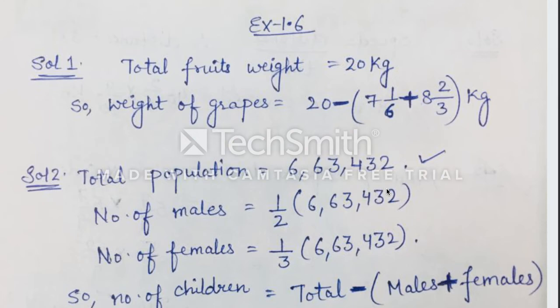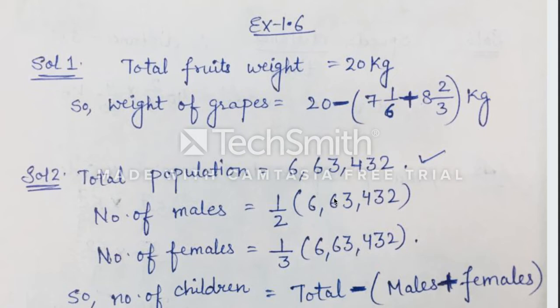What does it say? The question is, the population of a city is 6,63,432. If half of the population are adult males, what's the total population, students? 6,63,432 is the total value. The number of males is not given. What is given is the number of males as a fraction of the total. So the number of males is given as half of the total population. "Of", as I told you, means multiply. So the number of males will be half of this total. You can solve it.